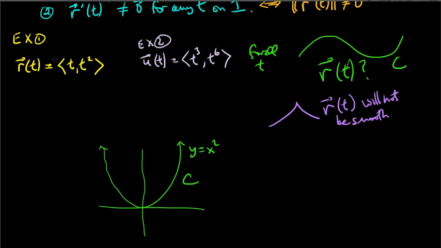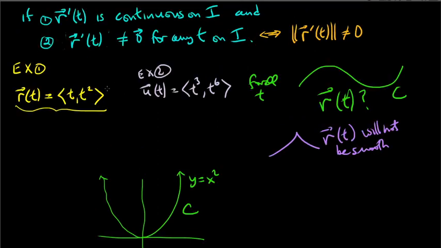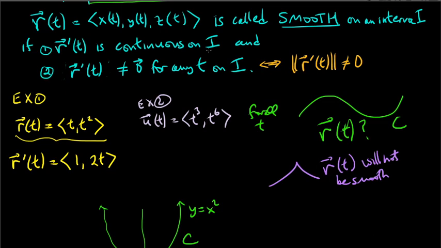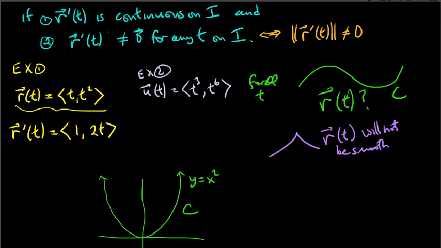So are these vector valued functions smooth? Well, let's look at the first one. What does it mean to be smooth? It means that the derivative is continuous. So we have to take the derivative. What's the derivative of r? Well, it's 1, 2t. So 1 is the x component, 2t is the y component. Are these functions continuous? Well, yes, they are continuous. So part 1 is satisfied. The derivative is continuous. What about part 2?